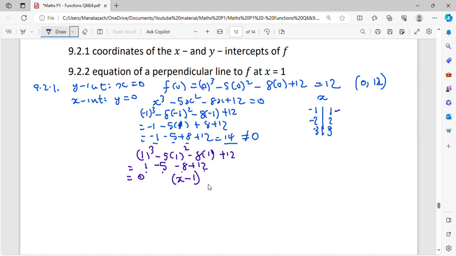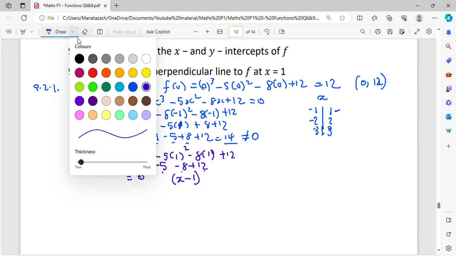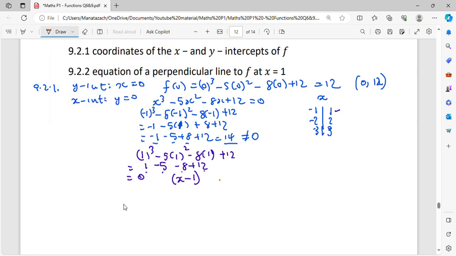Since x minus 1 is a factor, let's choose a different color, the orange color. To factorize this expression, the factors of x cubed is x times x squared, and the factors of 12 is minus 1 times minus 12, right? So now let's find the middle term of this bracket.